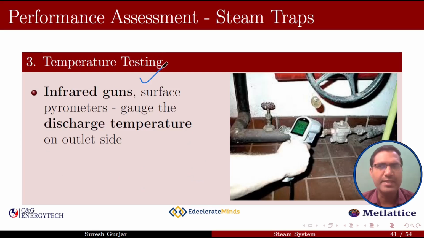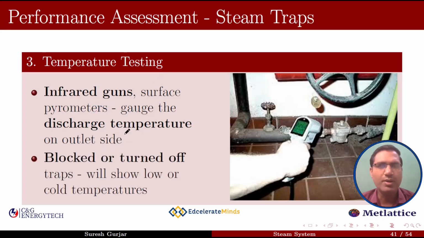Third method is temperature testing. Temperature testing includes infrared guns, surface pyrometers, and temperature tapes. Typically, they are used to gauge the discharge temperature on the outlet side of the trap. Blocked or turned off traps can easily be detected by the infrared gun or the surface pyrometer as they will show low or cold temperature.